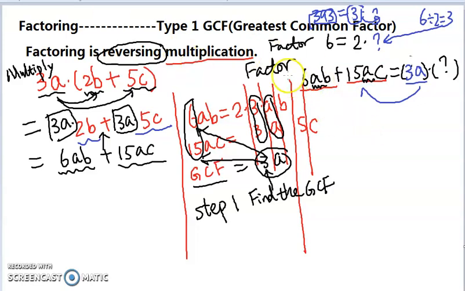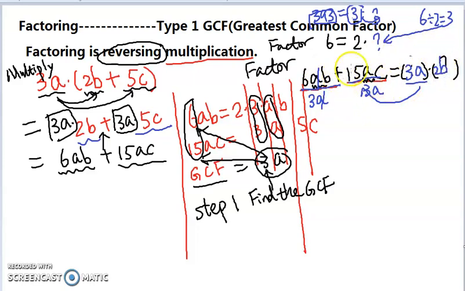We're going to take 6AB. I'm just going to write it up here. So take 6AB divided by 3A. And I'm going to take 15AC divided by 3A. That will give me what I need. So let's do the first one. 6AB divided by 3A. 6 divided by 3 gives us a 2. A divided by A, they cancel. And B will just be B there.